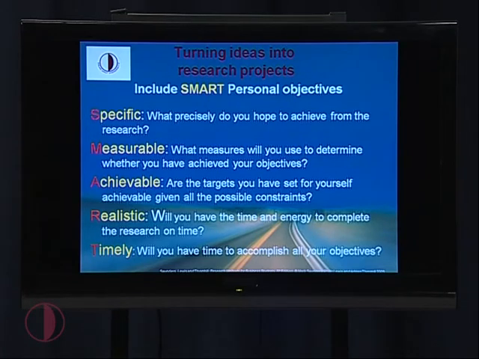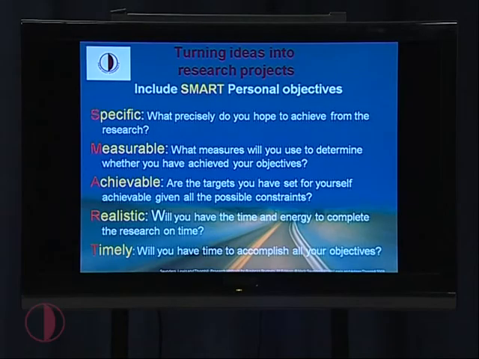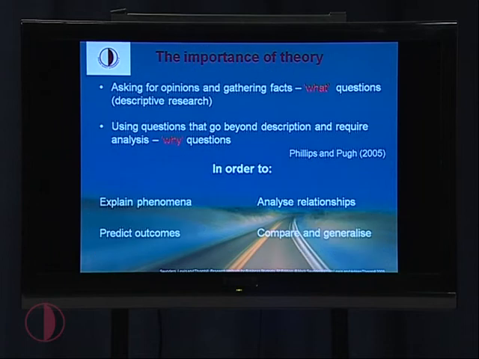And in order to turn your ideas into research projects, include SMART personal objectives. SMART: specific. What precisely? To move from general to more specific. And measurable. Can you measure what you achieved, did you achieve your goals? And achievable: your target with some constraints, with some limitations, to be realistic, you have the time, the energy, the resource, and to finish in suitable time according to your situation in such a course or master or PhD.